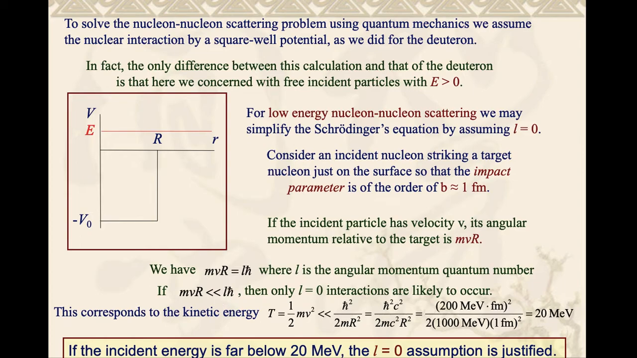So if the incident energy is far below 20 MeV, the L equal to 0 assumption is justified. So if you are using incident particles of the order of say 1 MeV or 5 MeV, that is much less than 20 MeV, our assumptions are correct. So we have introduced this to show that if our energy is very small, the L equal to 0 assumption is possible. That's all. So we start with the condition that L equal to 0 is possible when energy is small.